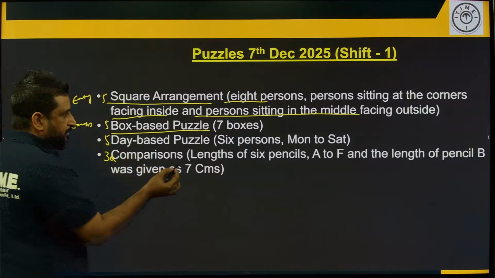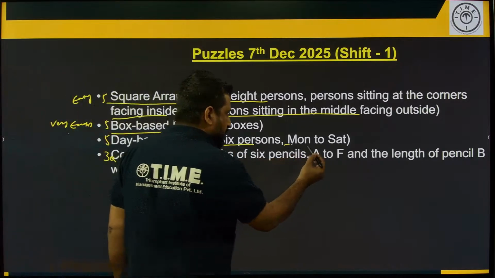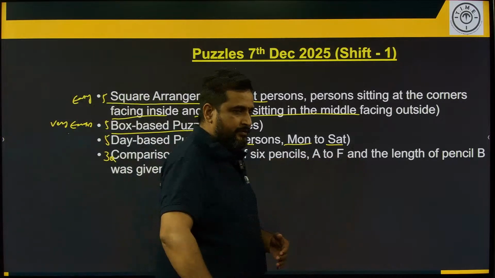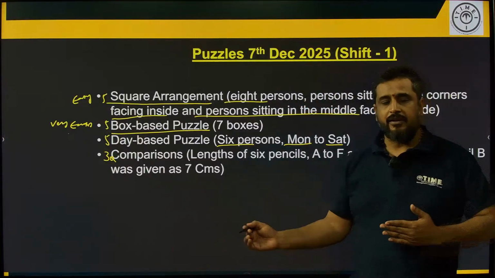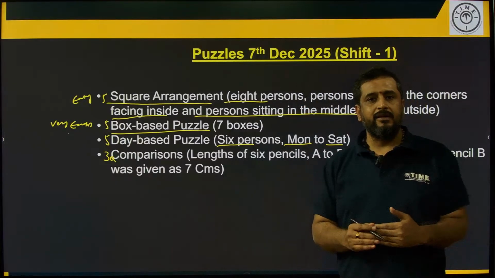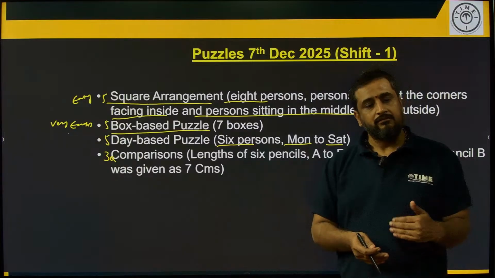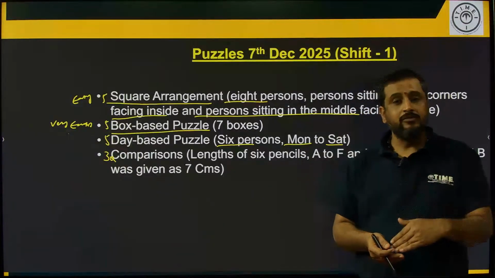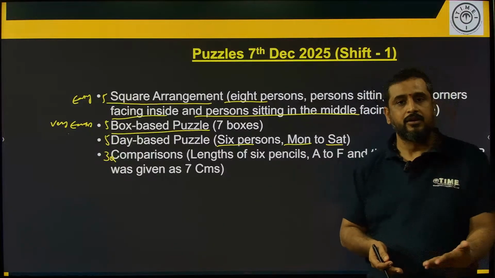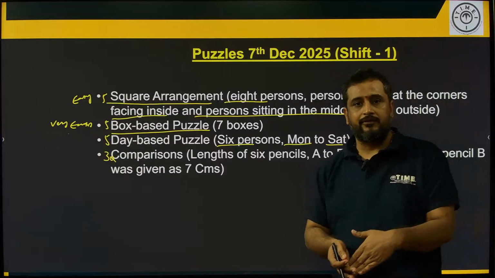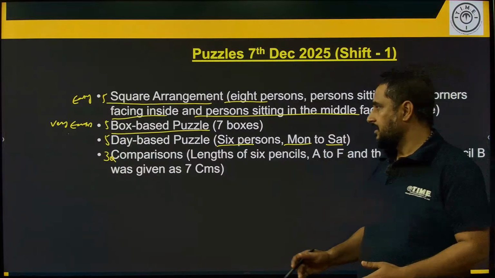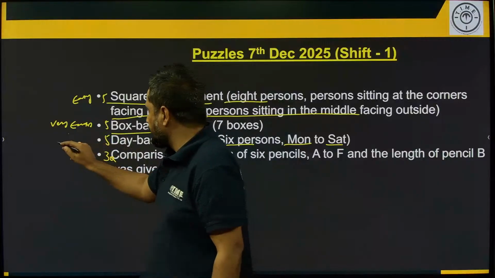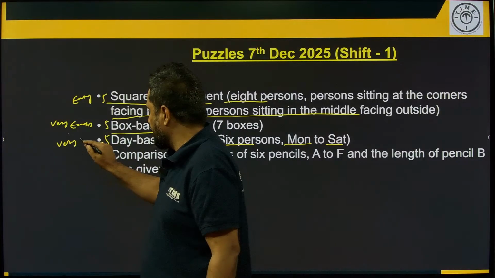And a day based puzzle, 6 persons, simply Monday to Saturday. Generally, what we observe is that in previous years, for clerical prelims, they would give you at least 7 days and 7 persons. But this time, surprise, they reduced the level of difficulty of even that question. From easy also, they reduced the level of difficulty. They gave 6 persons and 6 days. Right. The level of difficulty of this question is also rated very easy.